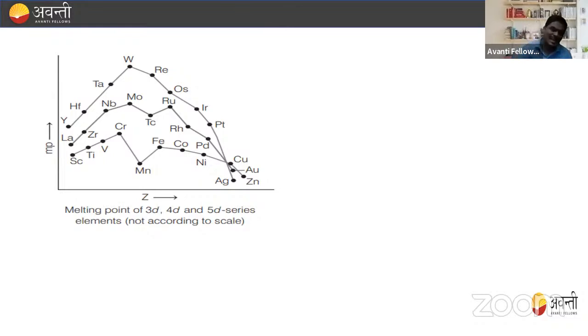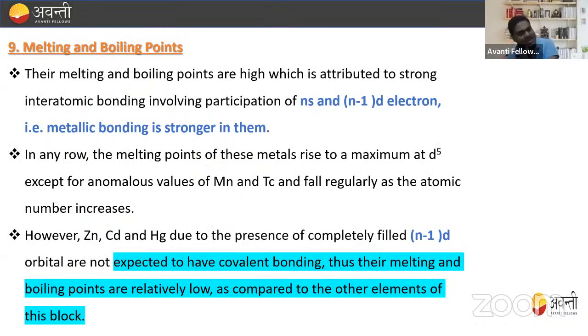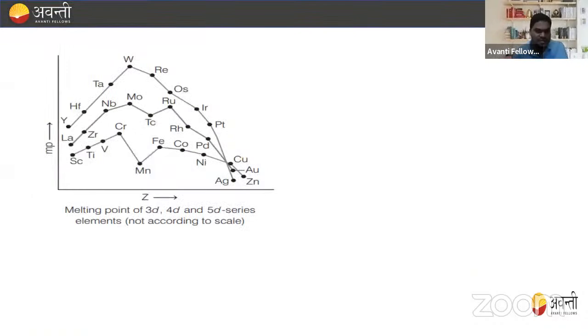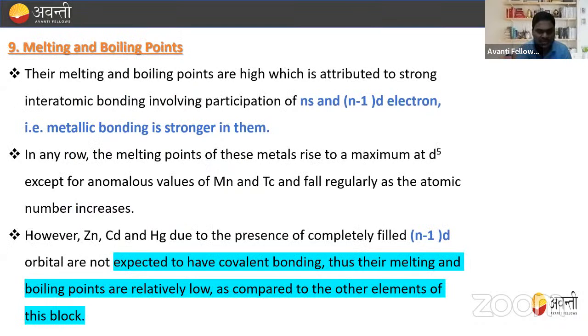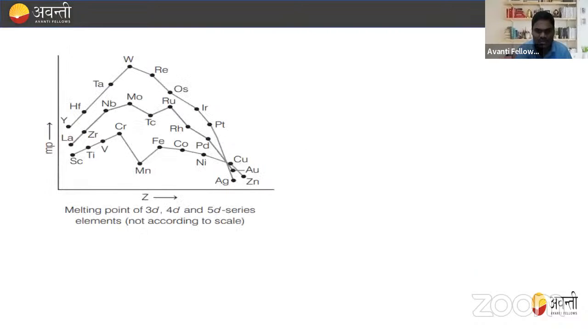If I'm talking about scandium, titanium, vanadium, and chromium, their melting point still increases. As we already discussed, in any row, the melting point of these metals rises to a maximum at d5, except for the anomalous values of Mn and Tc, and falls regularly as the atomic number increases. So 3d1, 3d2, 3d3, 3d4, and 3d5. At 3d5, there is a decrease in the value. So rise to a maximum at d5, except for Mn and Tc, then fall regularly. So here the values start decreasing.